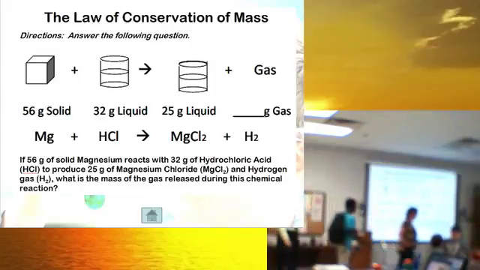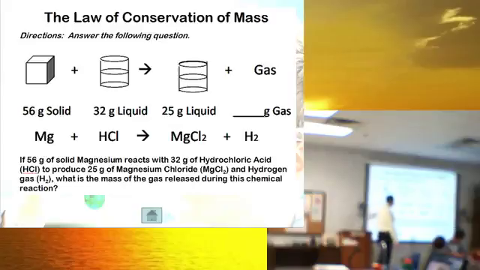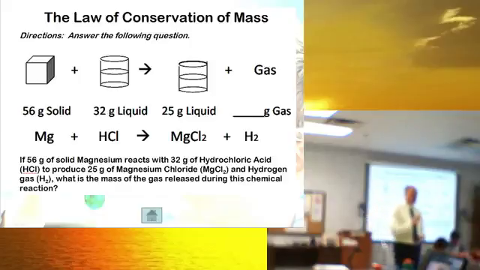Okay, on the warm-up, it says if 56 grams of the solid magnesium reacts with 32 grams of hydrochloric acid to produce 25 grams of magnesium chloride and hydrogen gas, what is the mass of the gas during this chemical reaction? So how much gas would be produced? Anybody work that out? I got 37. You got 37. What did you get? 63. Okay, how would you do this?